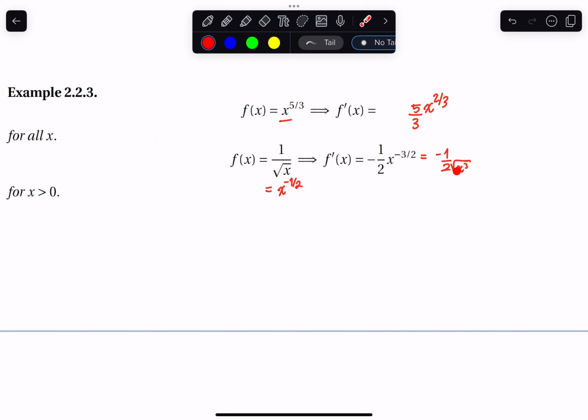So this means that we cannot put x equals 0 in the expression because it's in the denominator, and since this expression must be positive or non-negative, it cannot be less than 0. So this is only valid for x greater than 0. Okay.